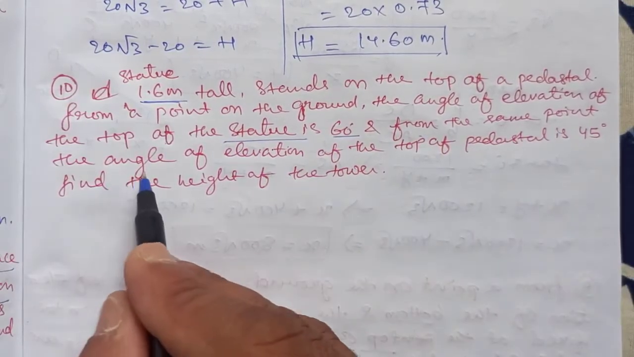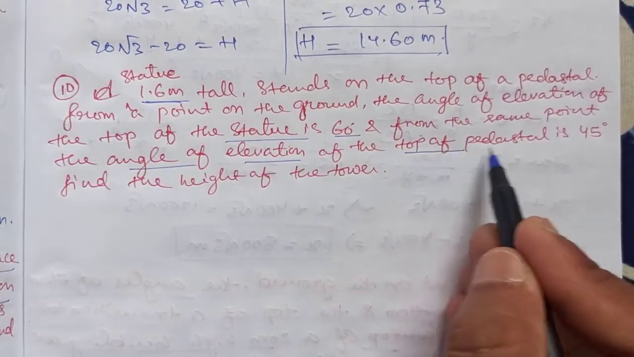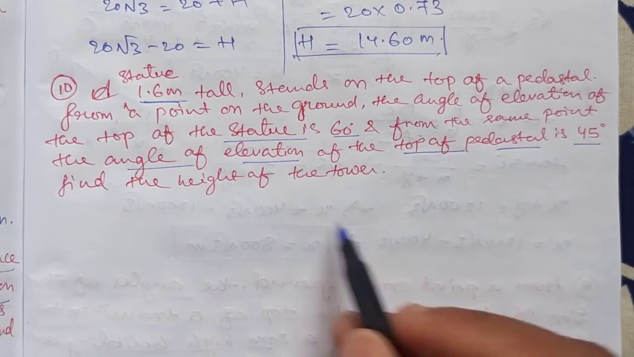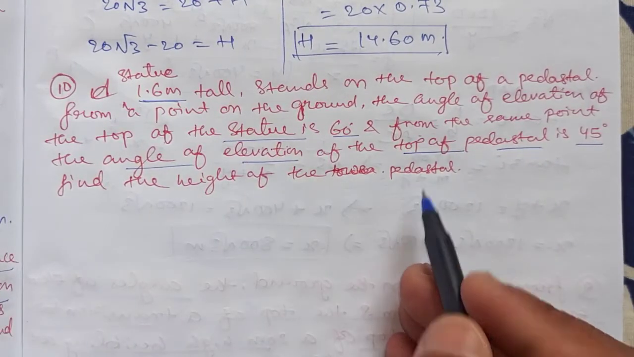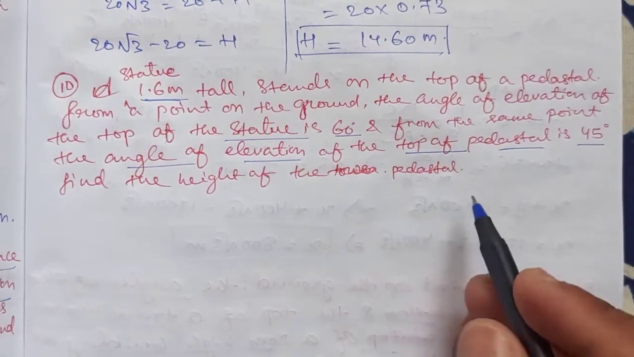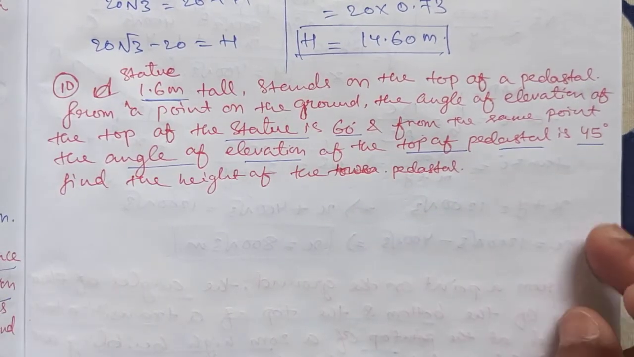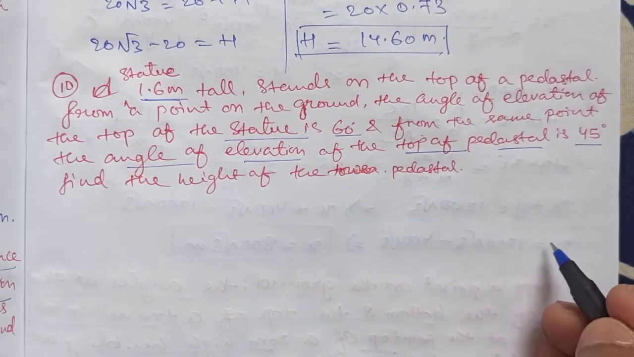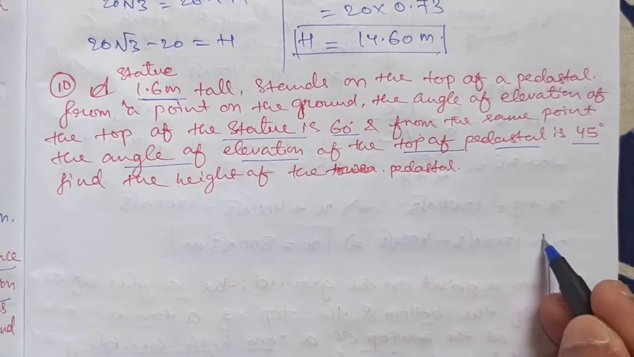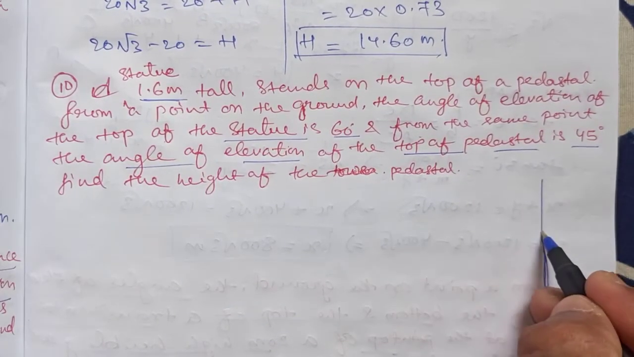From the same point the angle of elevation of the top of the pedestal is 45 degree. We have to find out the height of the pedestal. Pedestal means the pyramid like structure on which the statues are situated. Suppose this is a pedestal I am drawing here. On this there is a statue.